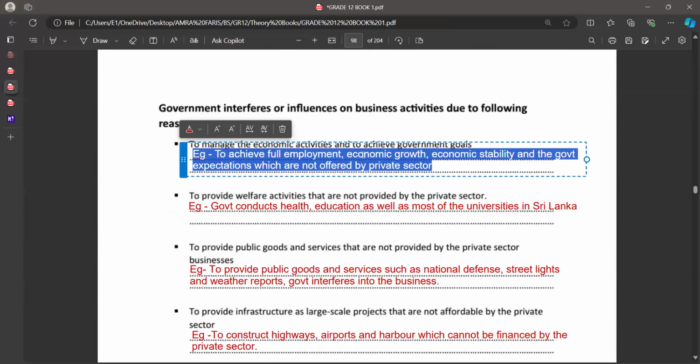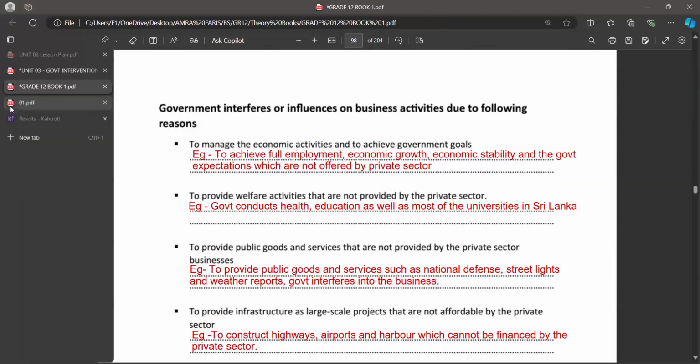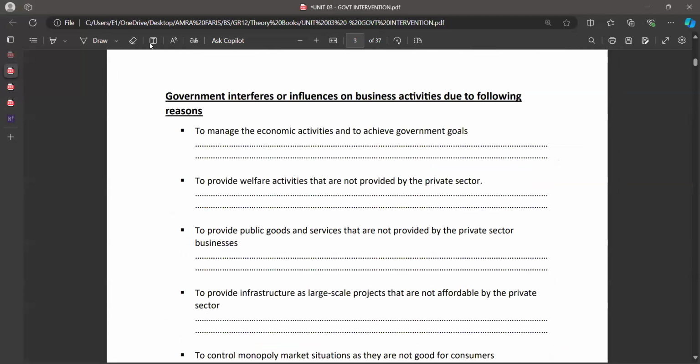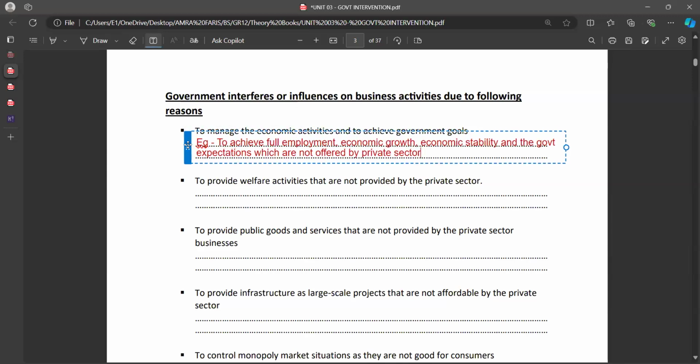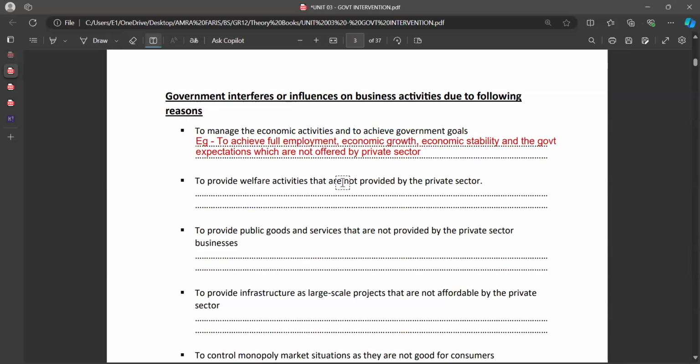Example: to achieve full employment, economic growth, economic stability, and government expectations which are not offered by the private sector. In order to get this done, you need to interfere. They won't provide it, right? You need to interfere to achieve full employment, economic growth, economic stability, and the government expectations which are not offered by the private sector. So to get it done, they actually interfere.